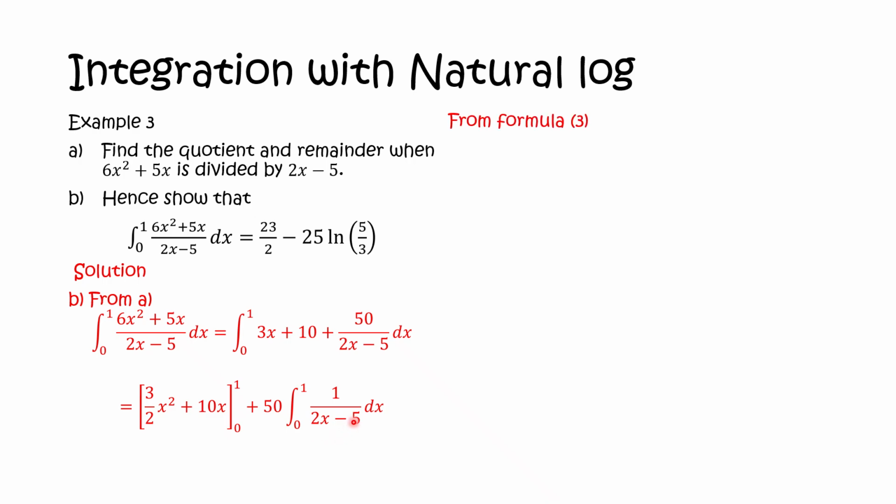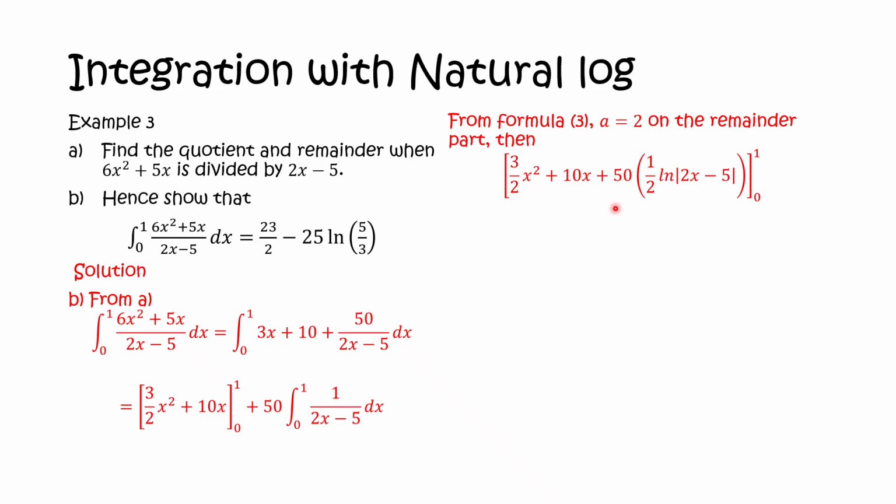And then remember, from formula 3, we learned that we can actually integrate such functions. In this case, our a is 2 and our b is minus 5, but we don't really make use of that b after all. So when we apply what we learned from formula 3, we are going to get this function over here. So we have 3 over 2 x squared plus 10x plus 50 times 1 over 2 ln of the absolute value of 2x minus 5, integrating from 0 to 1. Now, before we substitute our limits, let's try to simplify what we have in the square bracket or parenthesis.